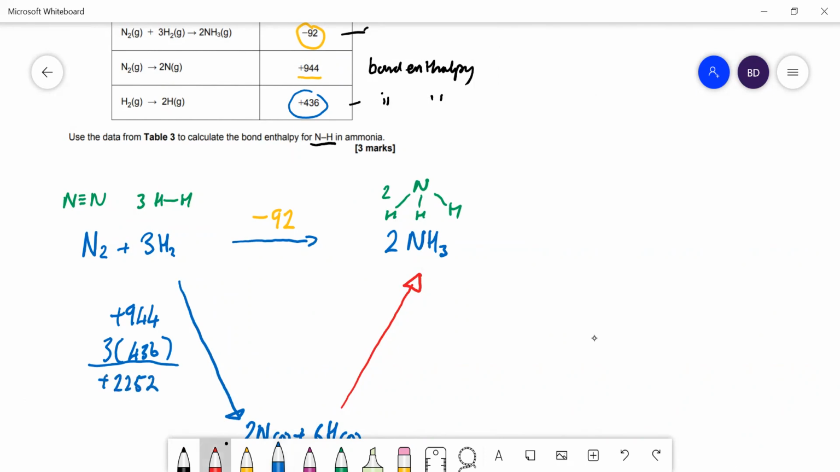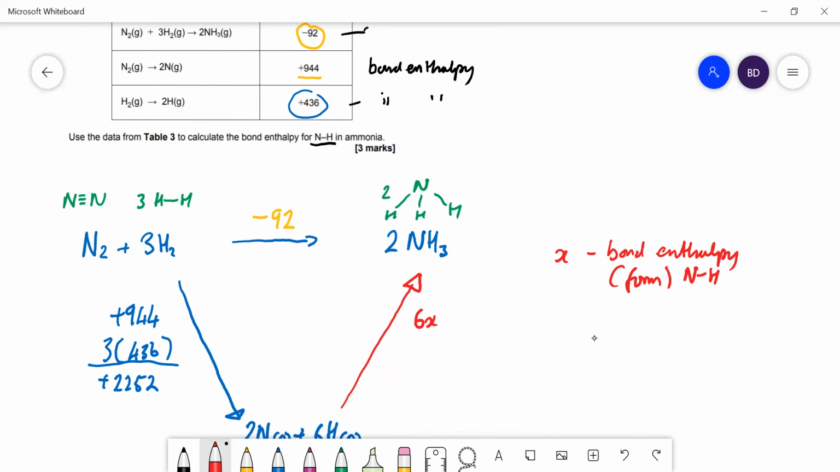On this red arrow, right, what are we doing here? We are forming 6 bonds. So I'm going to call that 6x. And x is going to be the bond enthalpy of formation for nitrogen hydrogen bonds. We're forming 6 of those bonds.